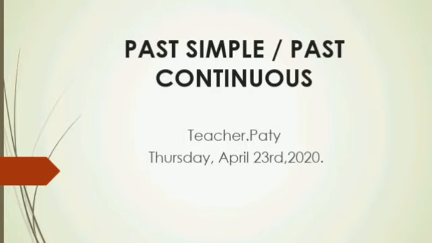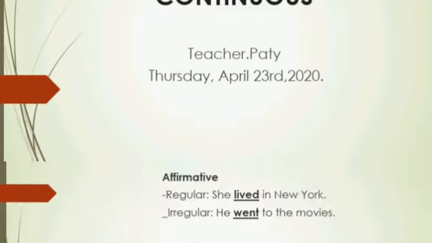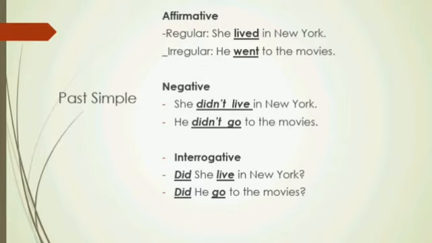Today we are going to talk about past simple and past continuous. Remember, in English we have three different forms to build sentences: affirmative, negative, and interrogative form. First, we are going to work with affirmative form with regular and irregular verbs.